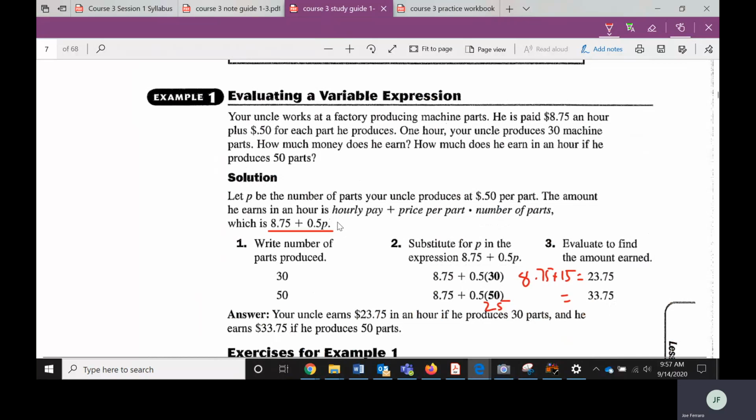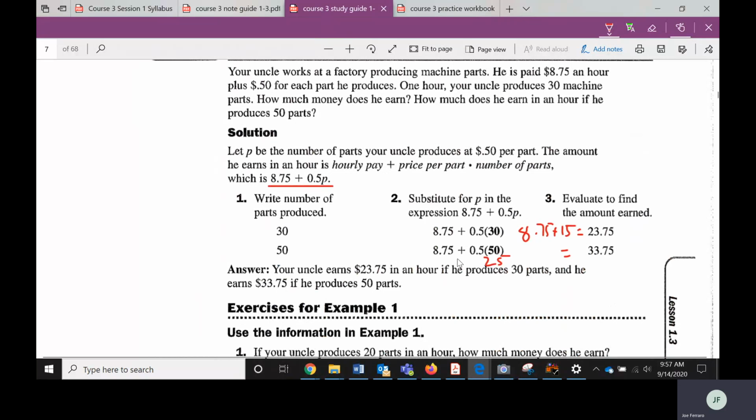So the expression here, he gets $8.75 no matter what. Then plus 50 cents per part, which is 0.5 times P, or 0.50, that's the same thing, times the number of parts, which they use P. So if they did 30, you put 30 in for P. Order of operations says you do 0.5 times 30 first, which is 15. So he gets $15 for that, plus his $8.75. He would get $23.75 for the hour.